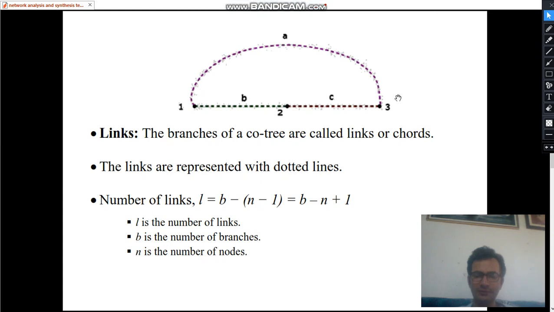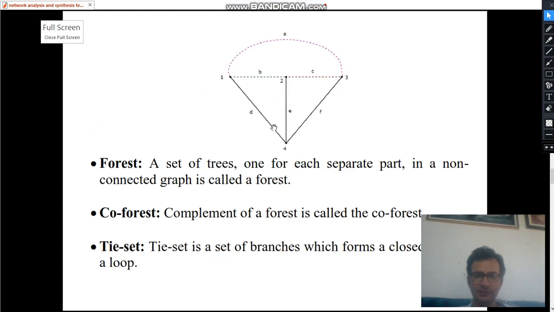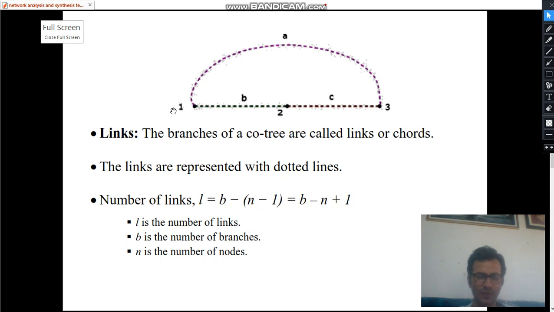Okay, so this is co-tree. This is tree and this is co-tree. So links means the branches of a co-tree are called links. Links are also known as cords. The links are represented with dotted lines like this.